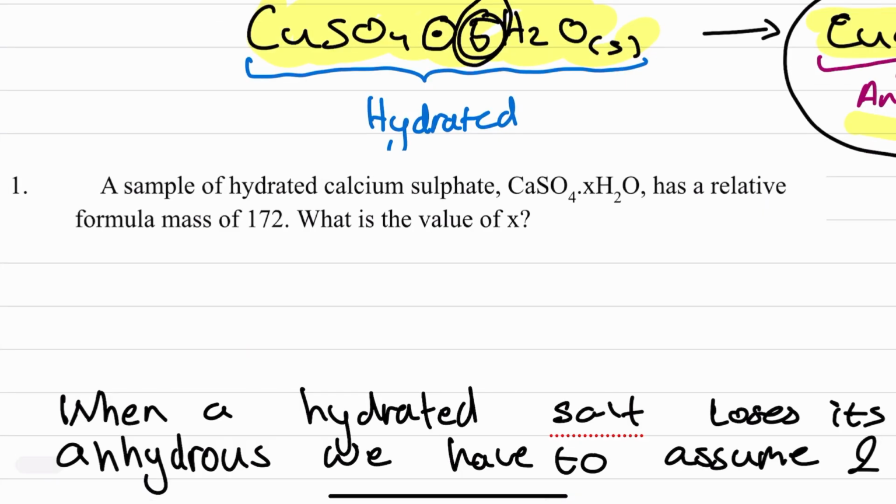So, tackling a question like this. Number 1 is you must calculate the molecular formula, or the formula mass. If you cannot calculate the formula mass, it will be given to you. And you can see that the formula mass is given to us. So we know that the formula mass in total equals 172.